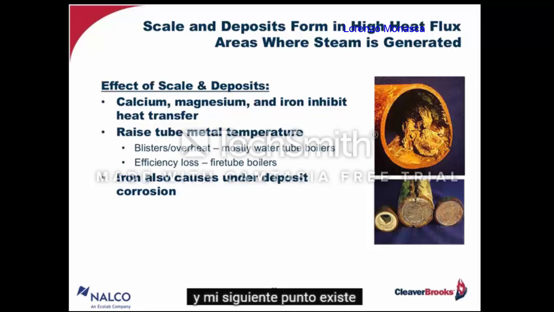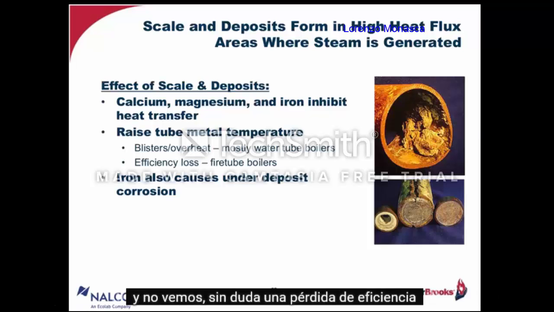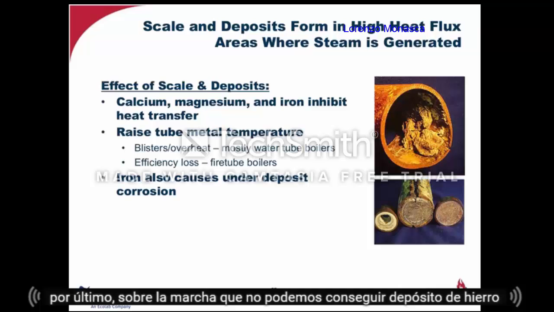And my next point there is that results in blisters and overheated tubes, pop tubes, mostly in water tube boilers. And we see definitely an efficiency loss in fire tube boilers. And then lastly on this slide, we can also get iron deposits.